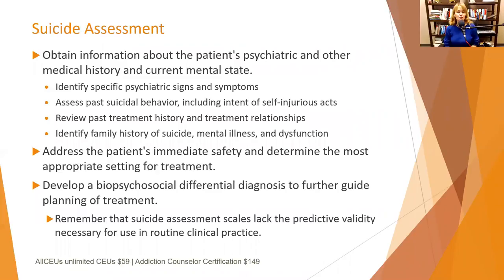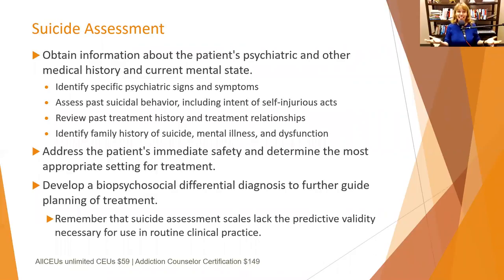You're going to identify specific psychiatric signs and symptoms. Go through your depression and your anxiety checklists. Look for signs of bipolar disorder, psychotic features. Assess past suicidal behavior, including intent of self-injurious acts. Intent. Some people injure themselves for reasons other than trying to die, and so it's important to understand what was the intent when you did that.